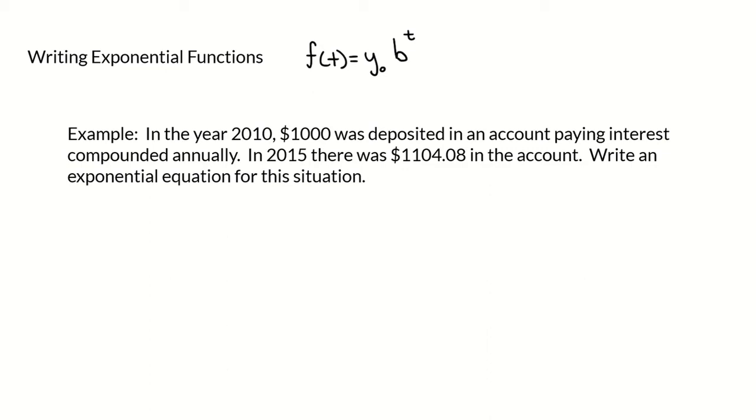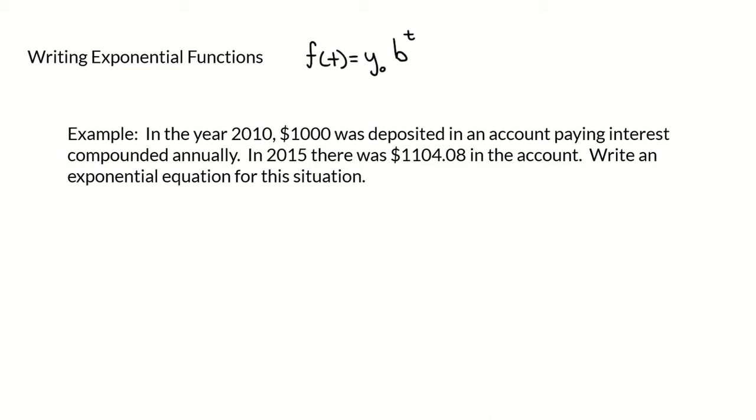So for example, in the year 2010, $1,000 was deposited in an account paying interest compounded annually. In 2015, there was $1,104.08 in the account. Write an exponential equation for this situation.